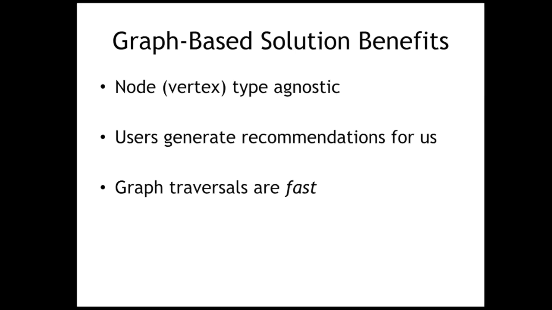Another benefit to a graph-based solution is our users are actually going to generate our recommendations for us. So we eliminate a whole lot of complexity in terms of actually trying to decide what makes one listing related to another listing.